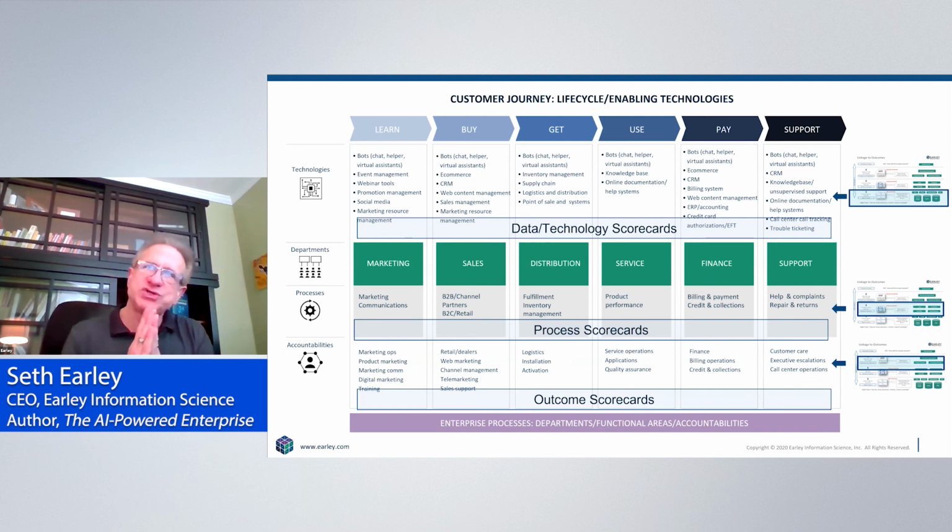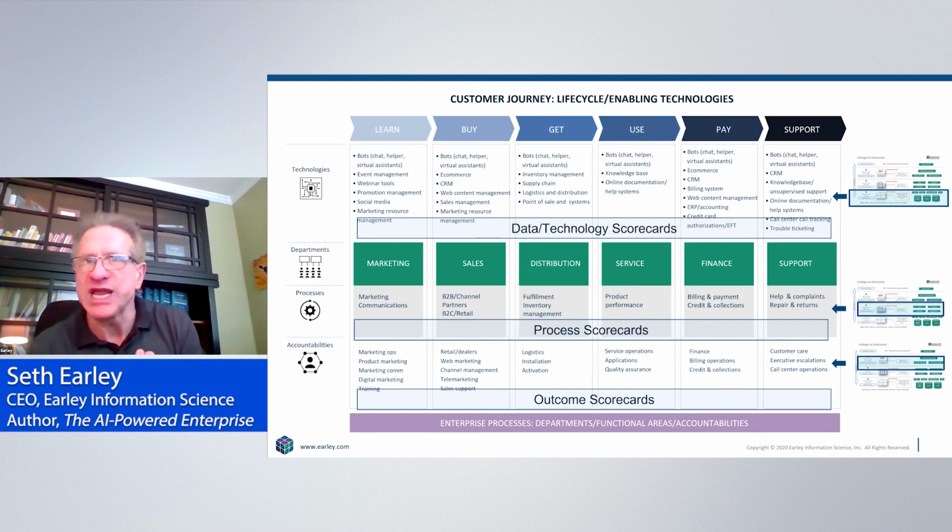But again, when there's too much of a disconnect and people don't see the value, we have to map it out.